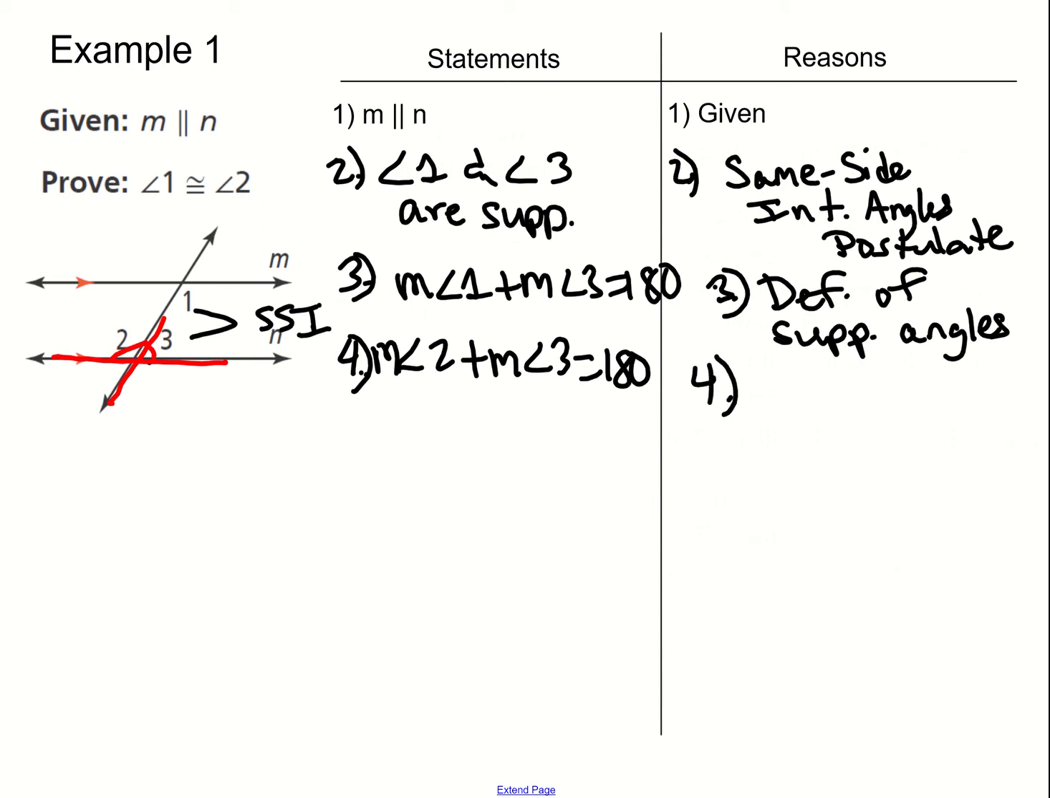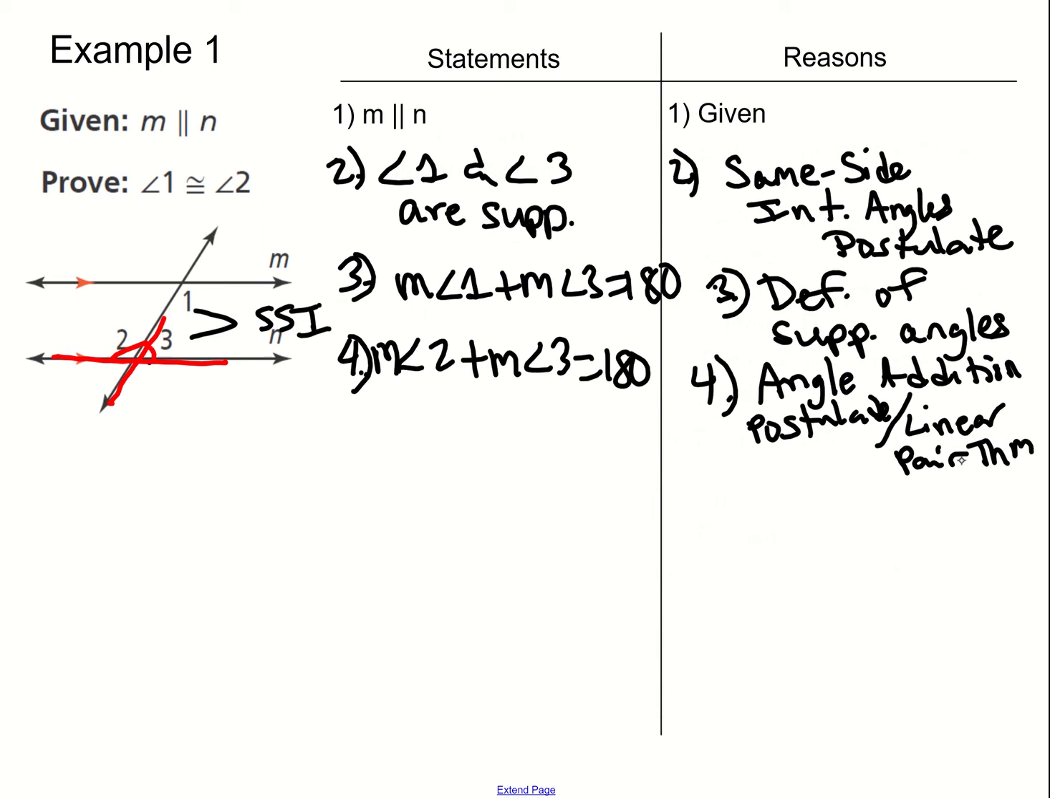And the reason for that is, well, there's a couple of reasons that you could state. You could state that angle 2 plus angle 3 is 180, and that's the angle addition postulate because you're adding two angles together. But you can also say that we're using the linear pairs theorem, which is more specific. So I'm going to say both of these. I'm going to say angle addition postulate, but really we're also using the linear pairs theorem. Some people say the linear pair postulate, but I'm just going to say the linear pairs theorem from the book.